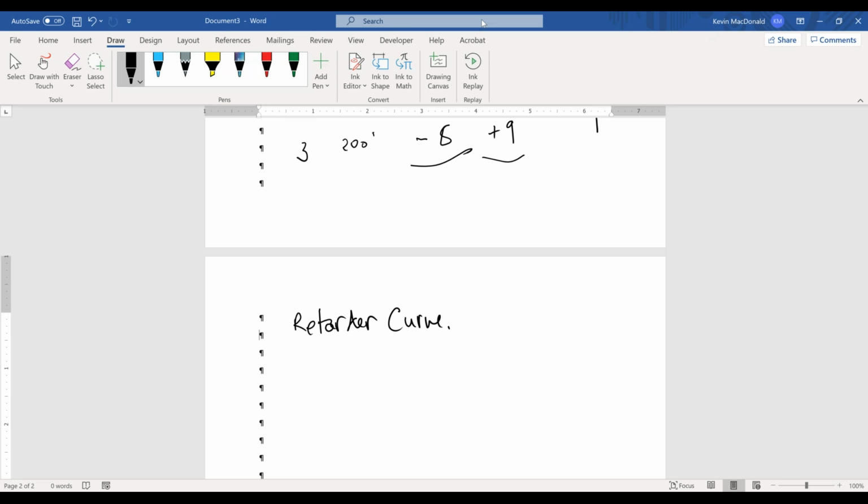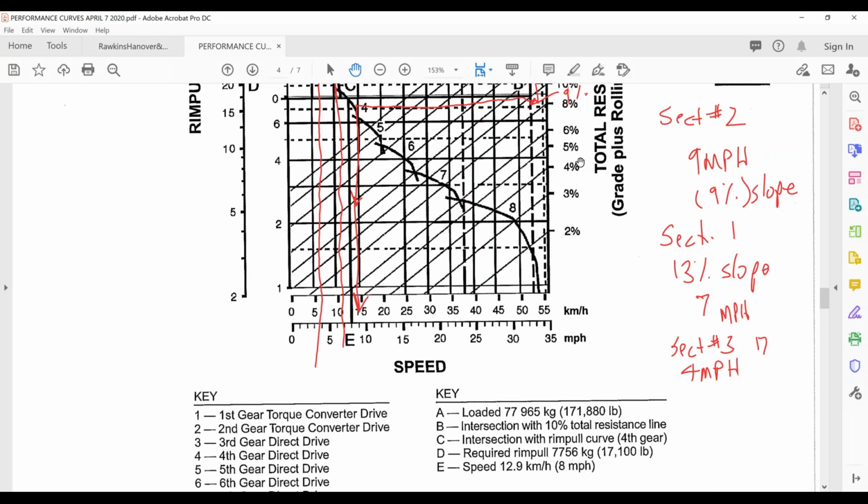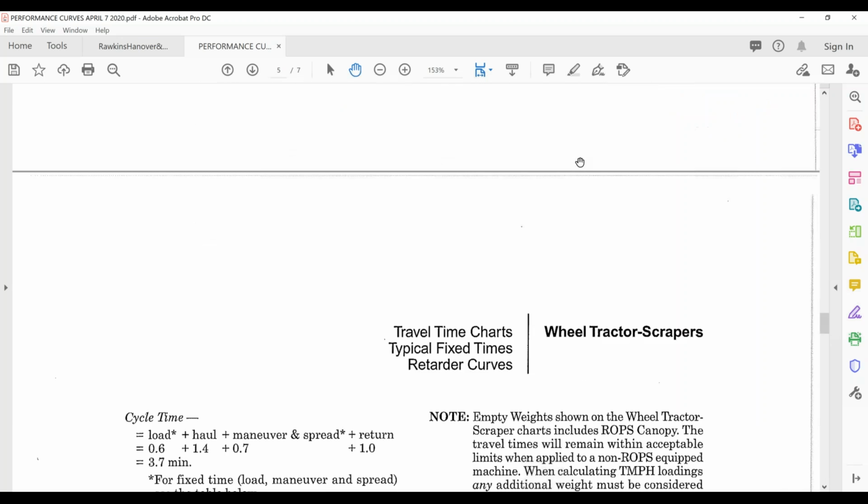So we're going to try it this way, and this has been really quite crappy. Oh, there we go. Okay.